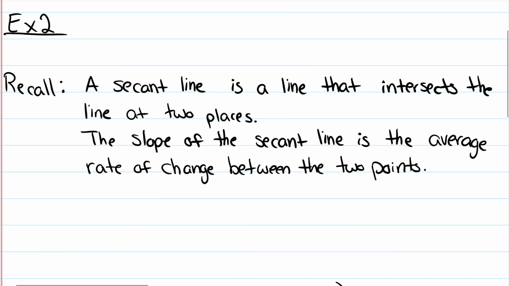Example 2. Before we begin example 2, we need to recall what the definition of a secant line is. So a secant line is a line that intersects the curve at 2 places. The slope of the secant line is the average rate of change between the 2 points. So basically, again, we're just going to be finding slope.